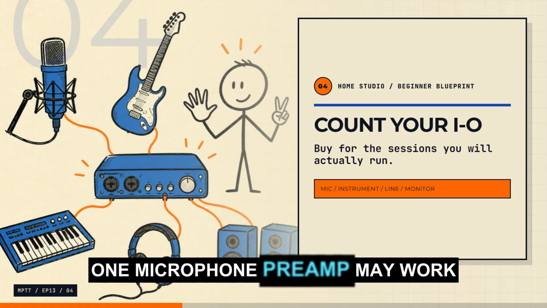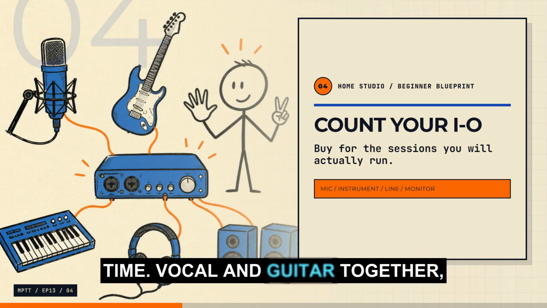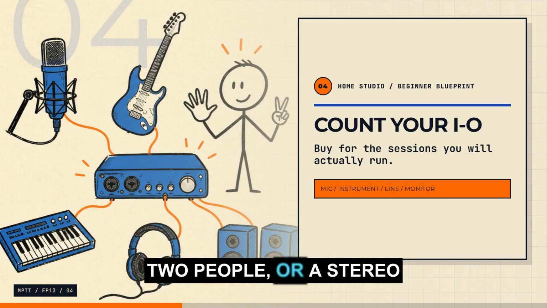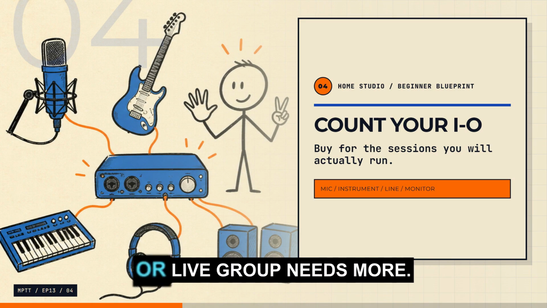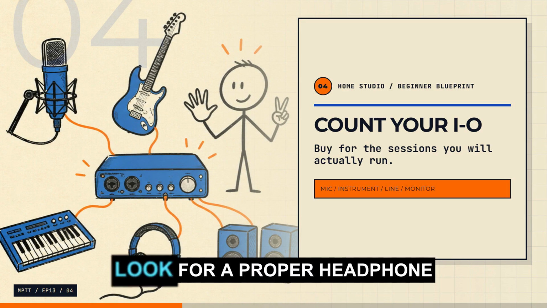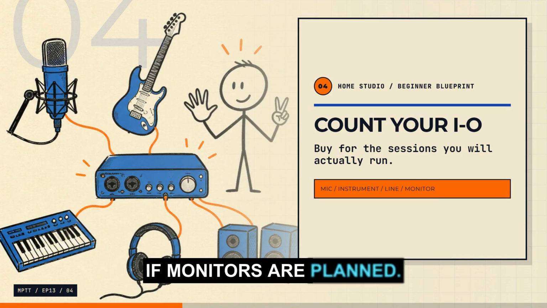One microphone preamp may work for one source at a time. Vocal and guitar together, 2 people, or a stereo keyboard need 2 inputs. A drum kit or live group needs more. Look for a proper headphone connection and 2 line outputs if monitors are planned.